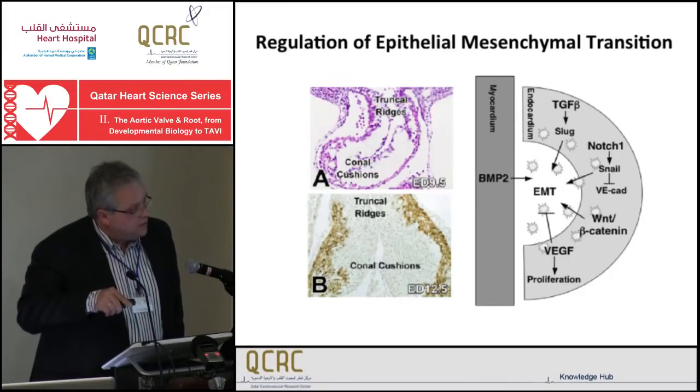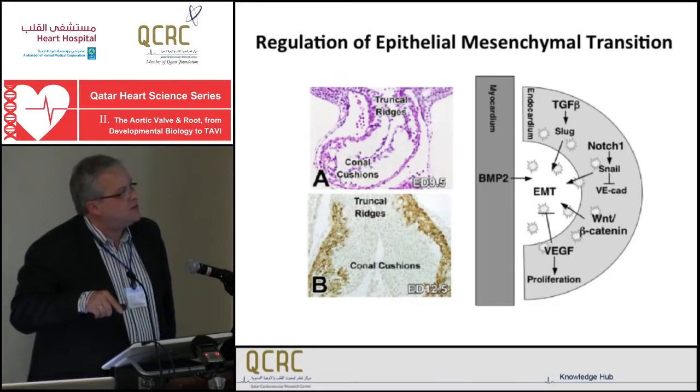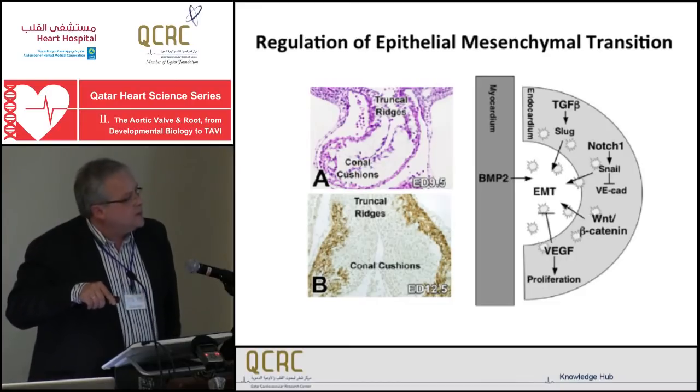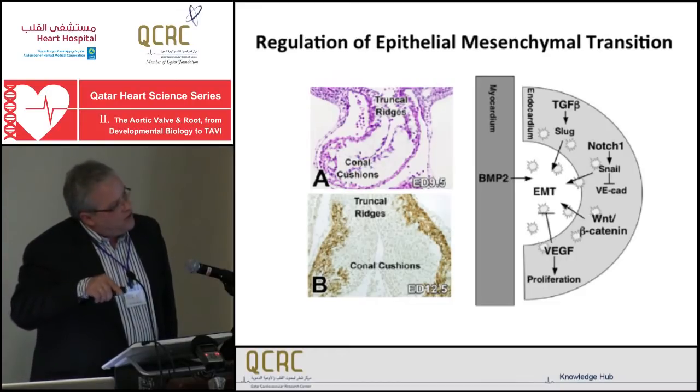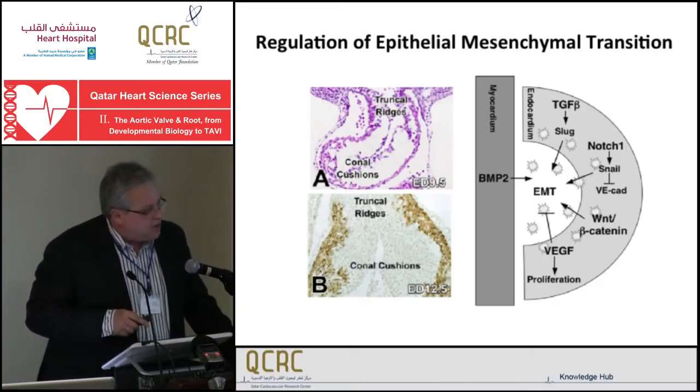So TGF-beta has been identified, BMP, which we have mentioned already, is involved. Very important, and we will go a little bit more in detail, is the Notch pathway in this context. Wnt and beta-catenin, VEGF, all these are involved in inducing the epithelial mesenchymal transition.